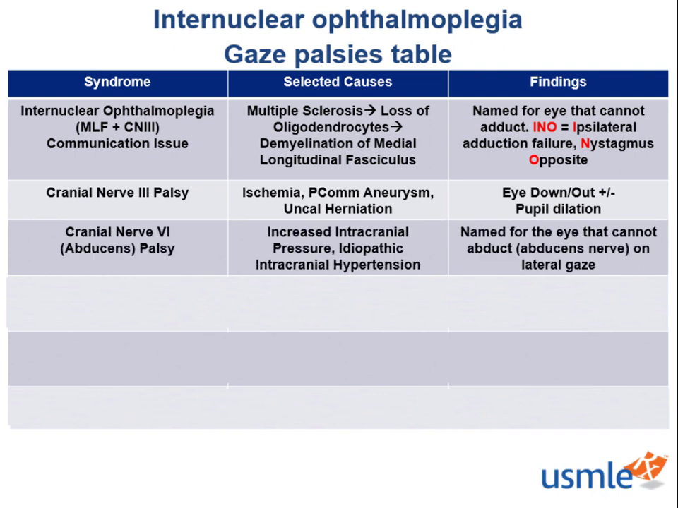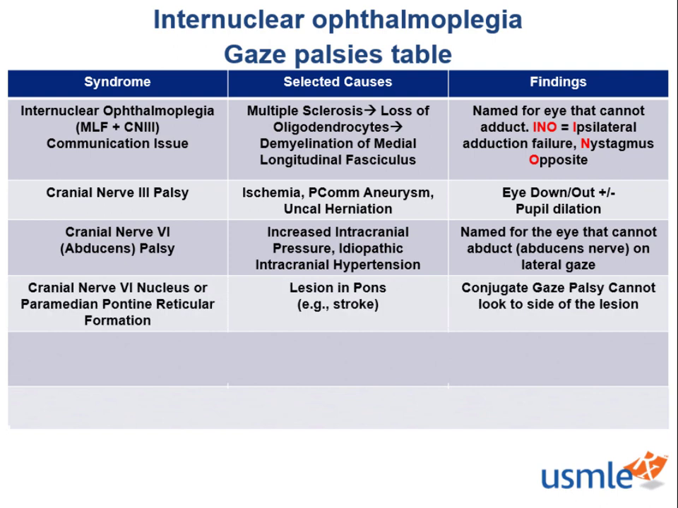Next, a cranial nerve 6 or abducens nerve palsy is classically caused by conditions that result in increased intracranial pressure. Classically, this occurs in a patient with idiopathic intracranial hypertension, which is also called pseudotumor cerebri. A cranial nerve 6 lesion is named for the eye that cannot abduct due to failure of the ipsilateral abducens nerve on lateral gaze. In continuation, if the nucleus of cranial nerve 6, not its fibers, the nucleus specifically of cranial nerve 6, or the PPRF, in the pons is damaged, such as from a stroke in the pons, this results in a complete conjugate gaze palsy where the patient cannot look to the side of the lesion.